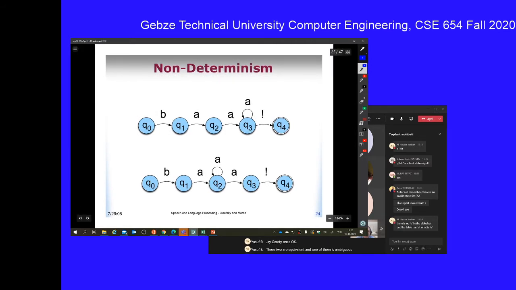Okay, these two are equivalent, and one of them is ambiguous. This one is ambiguous, this one is not. This one is deterministic, this one is not deterministic. Okay, why do we call this deterministic? Because for a single input, there is only one path to follow. For this one, there might be more than one path, and you are supposed to explore all the paths possible.